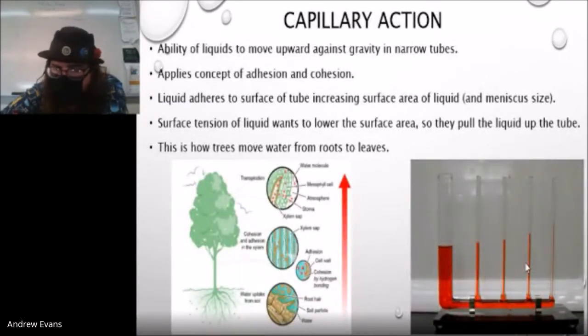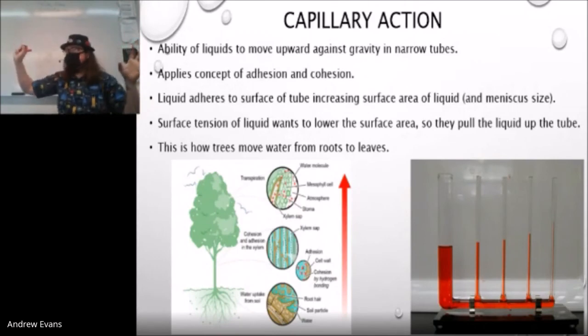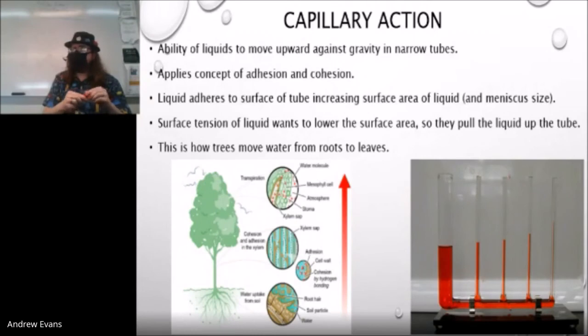And one of the final properties is capillary action. It's the ability of a liquid to move upward against gravity within a narrow tube. It's the basic adhesion and cohesion effect. The liquid essentially sticks to the side. It sticks to the side of the glass and tries to pull the rest of the liquid with it. So it pulls it up. It's kind of like an inchworm pulling up the glass tube. Gravity is constantly trying to pull it back down, but it sticks to the side.